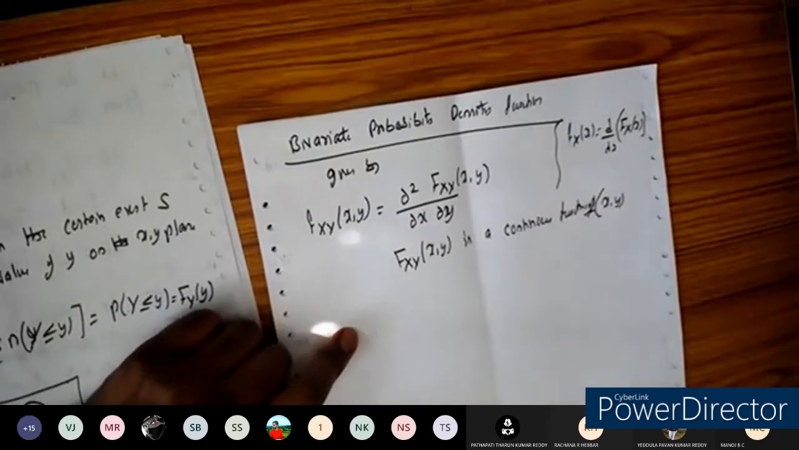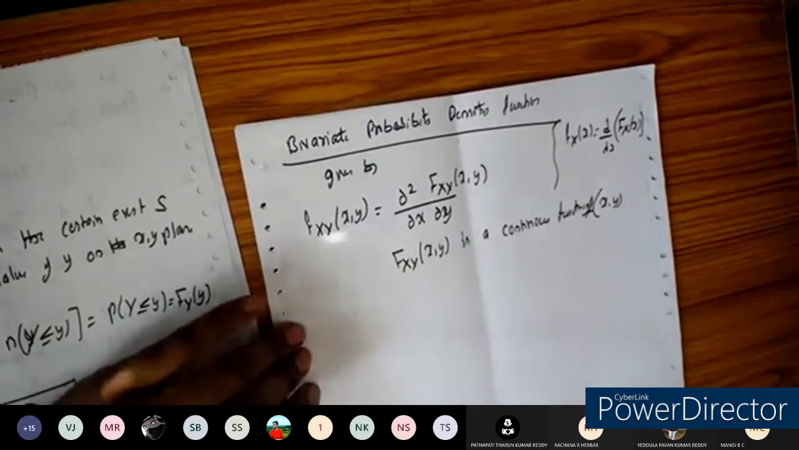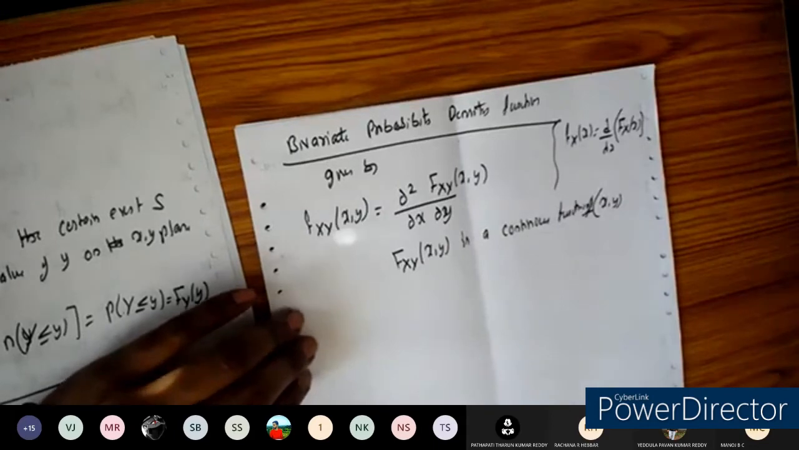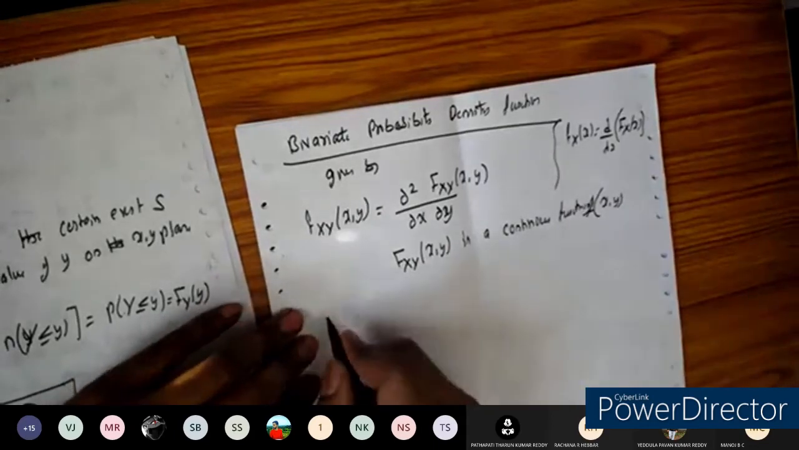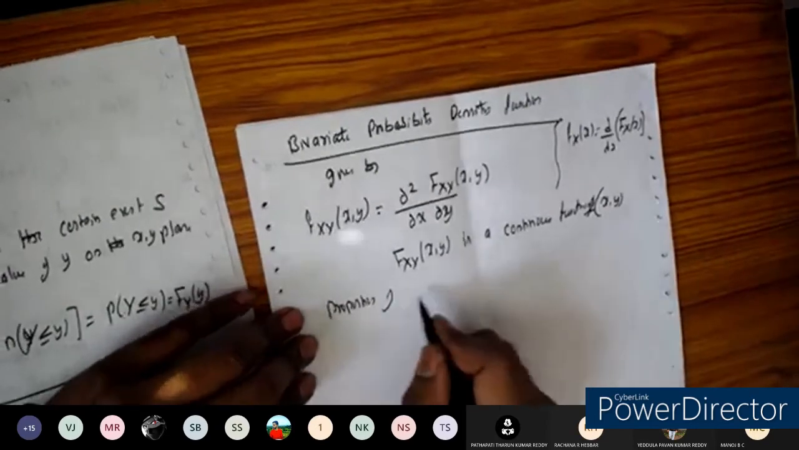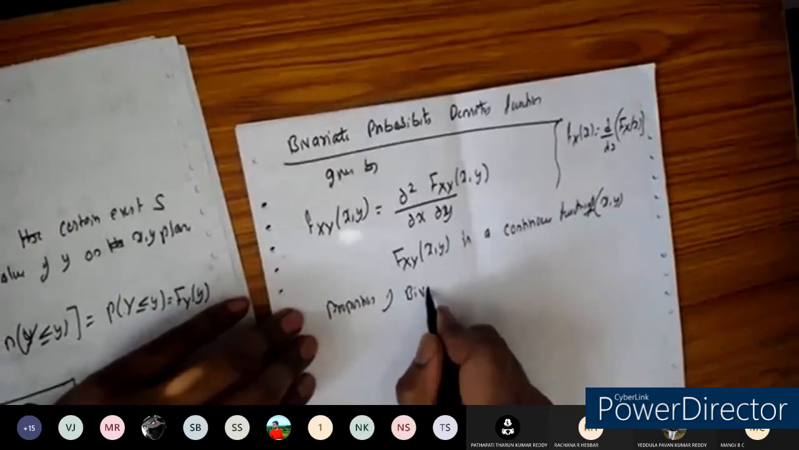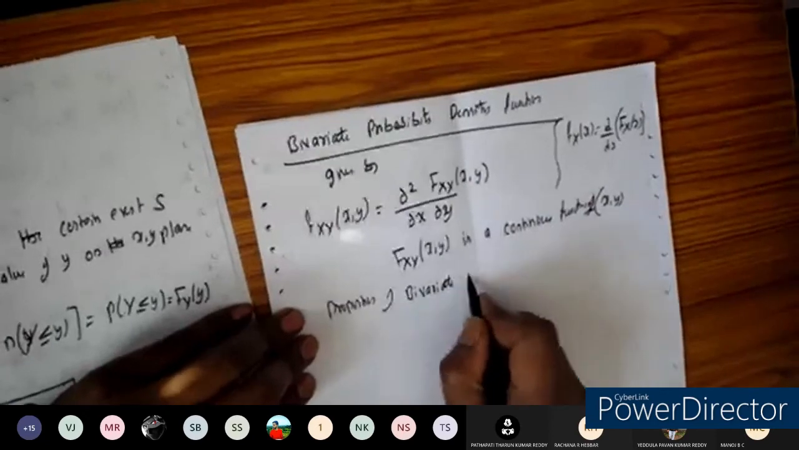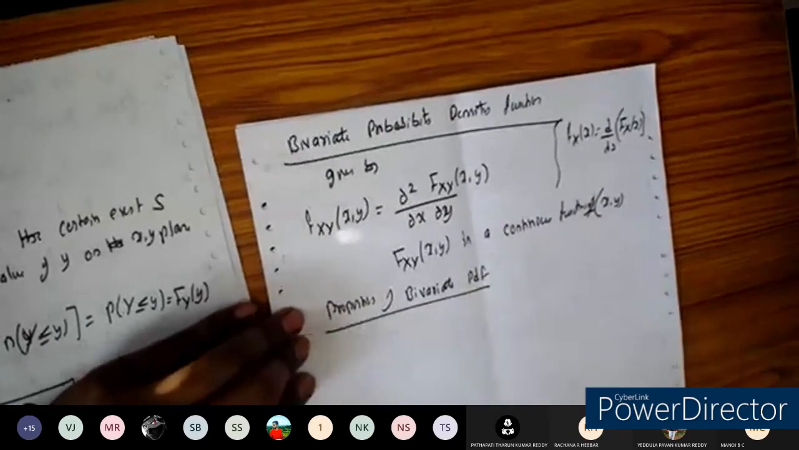The properties we saw for the CDF of a single random variable have also been extended here. Let us take some properties of the bivariate PDF.